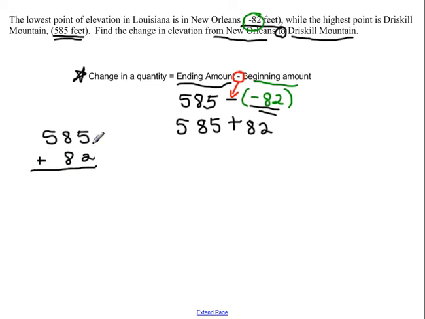And when I add that up, 5 plus 2 is 7. 8 plus 8 is 16, so 6 and carry the 1. 5 plus 1 is 6. So 667.